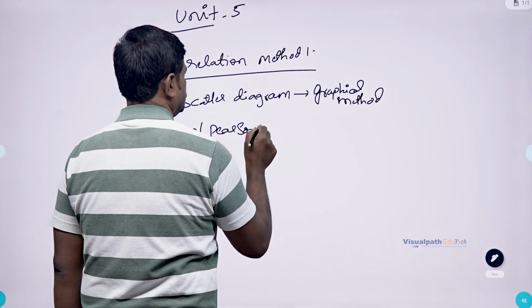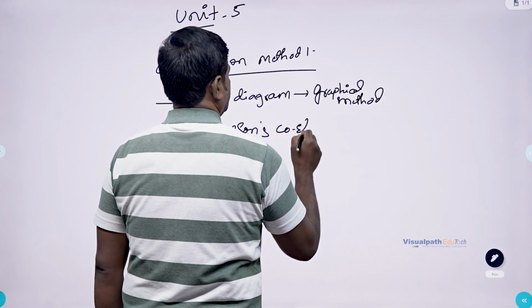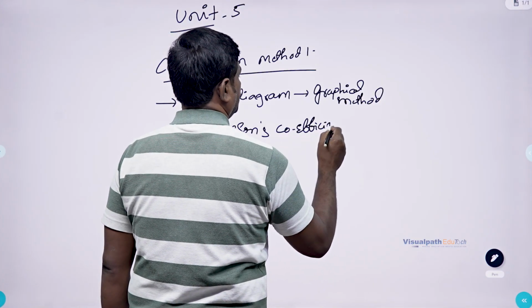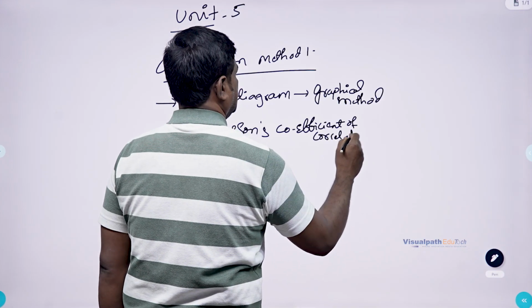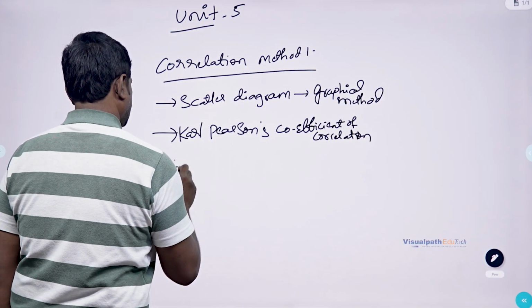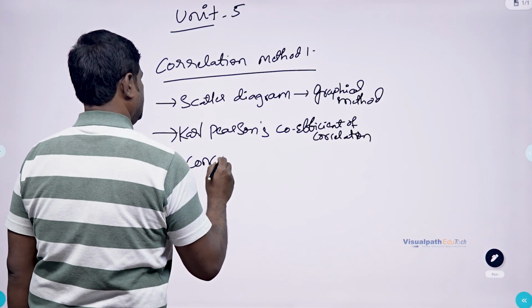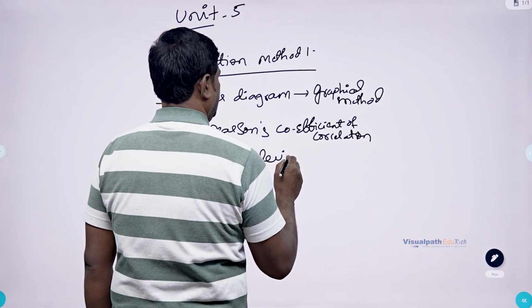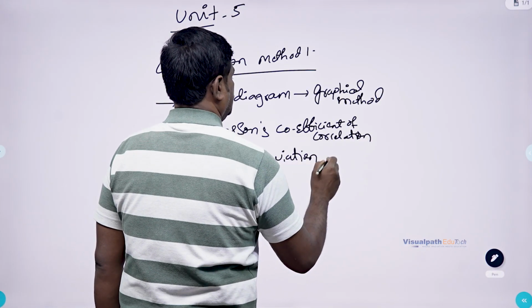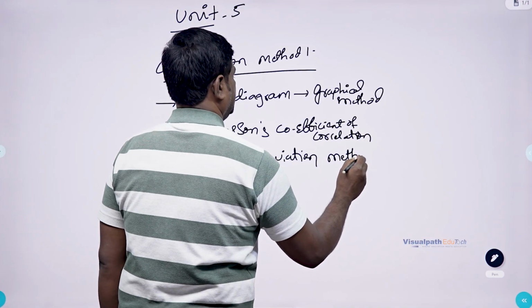Karl Pearson coefficient of correlation. This is one more method. Next, the concurrent deviation method.